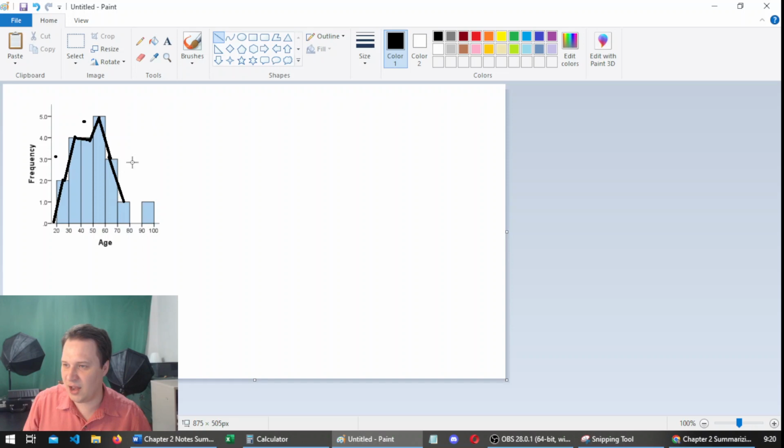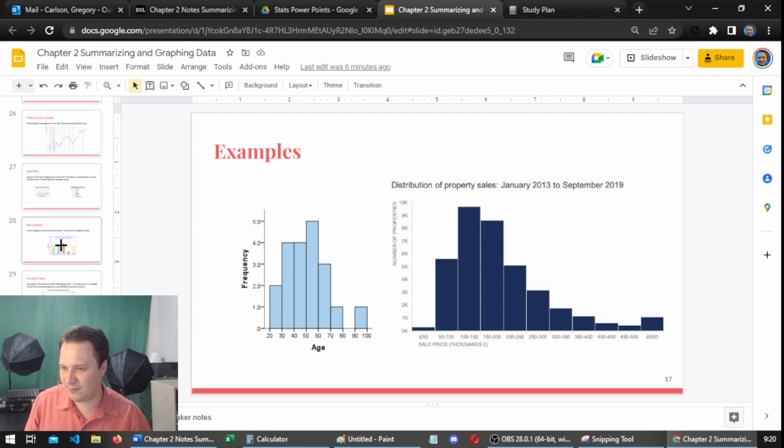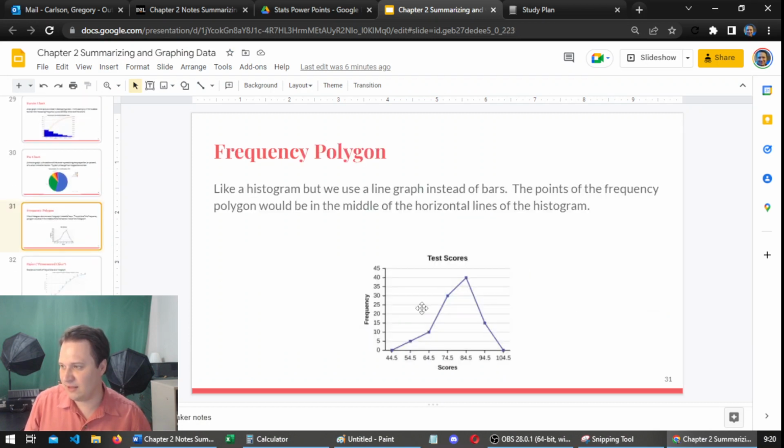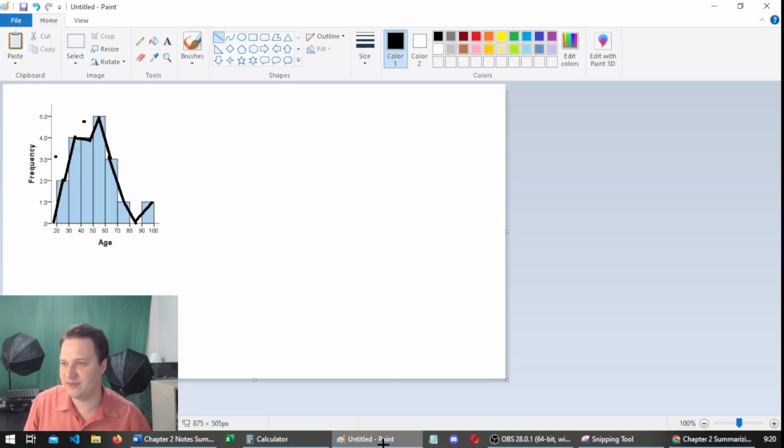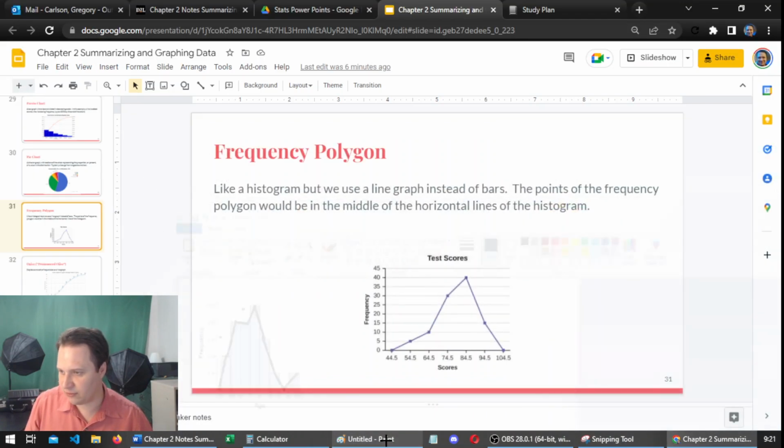And so the line I'm drawing, that's what we're talking about. So that line I'm drawing, that's what your frequency polygon looks like. So same data as the histogram, it's just you use a line instead of bars.